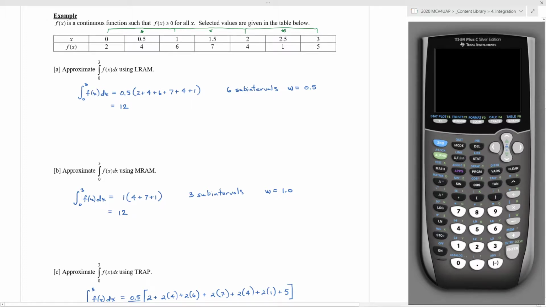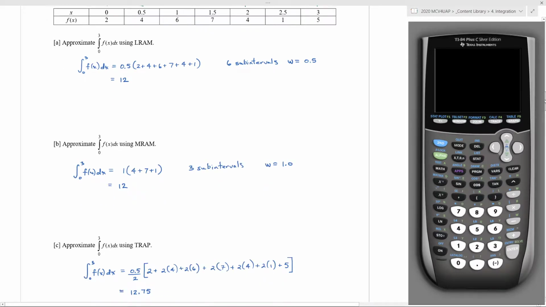Next is the trapezoidal approximation. Okay, so I've used a shortcut here. It's the width of the, again, for this one, we're using 6 subintervals.